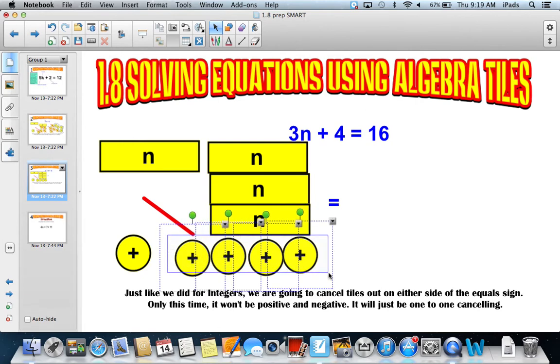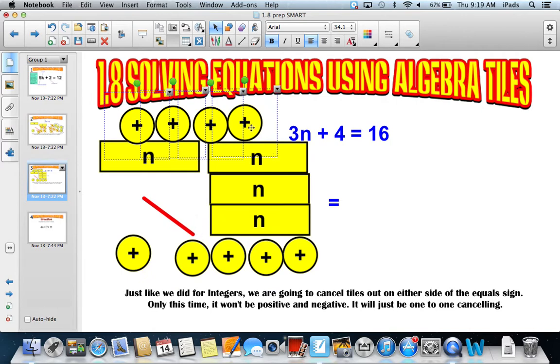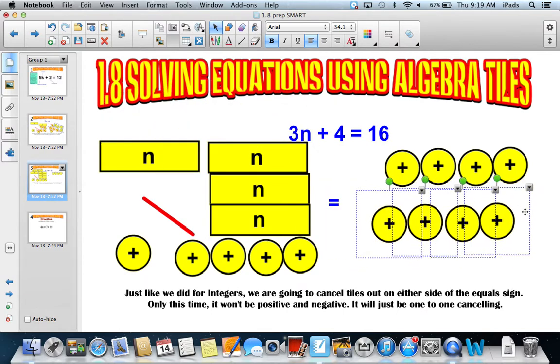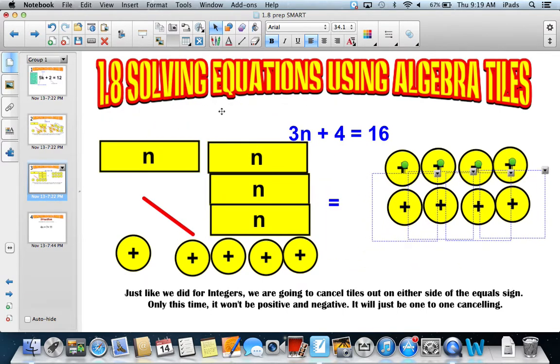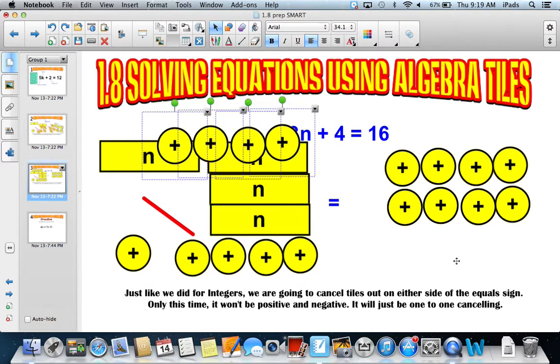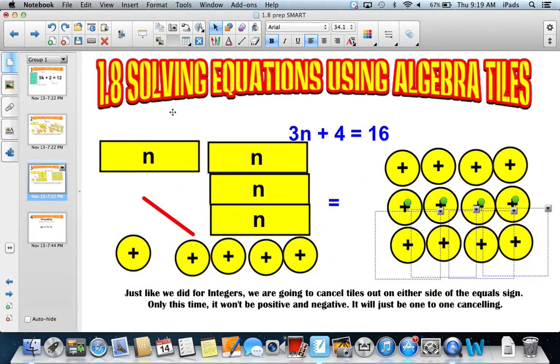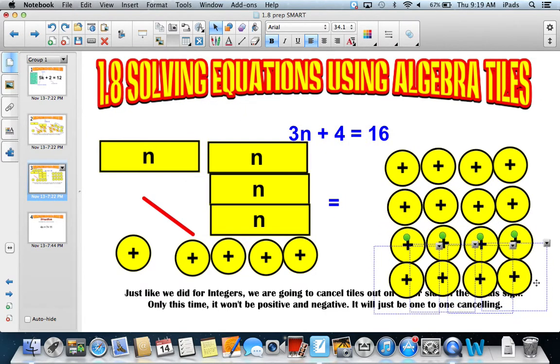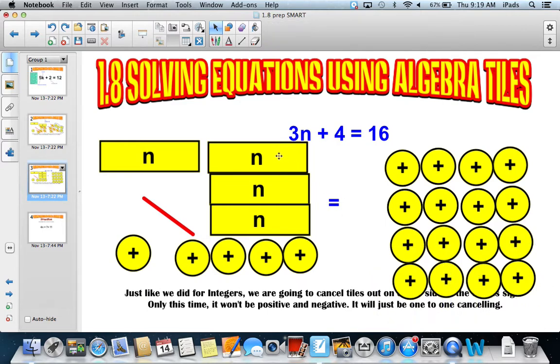And now I'm going to model my 16 over on that side. There's 8. And there's 12. And there's 16. Okay, so now we have 1, 2, 3 n's plus 4 equals 16. 4, 8, 12, 16.